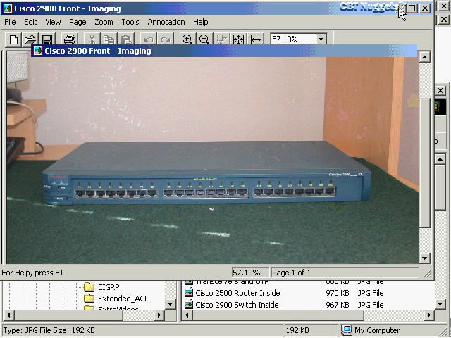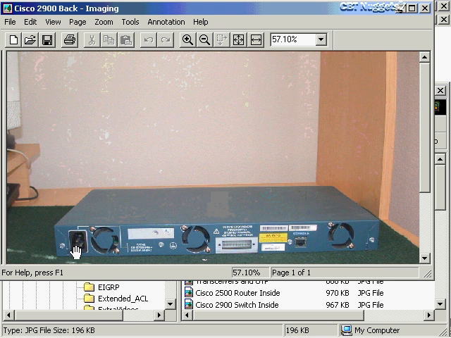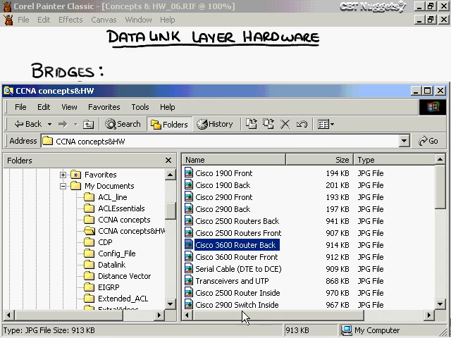You'll find that the back of this device is similar to that of the 1900 back in the fact that it has the power receptacle, a number of fans, and the console connection, and then the DC capability for power as well. We're also going to take a view at the inside of a 2900, and we're going to find that here.